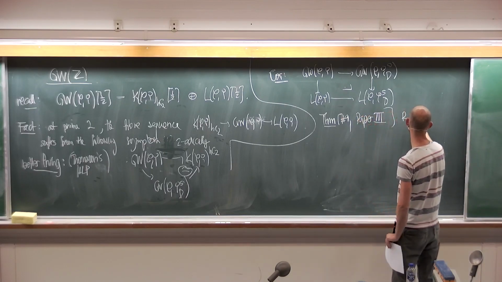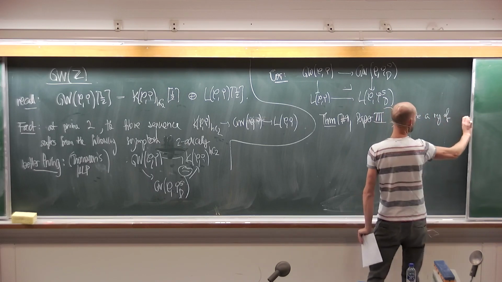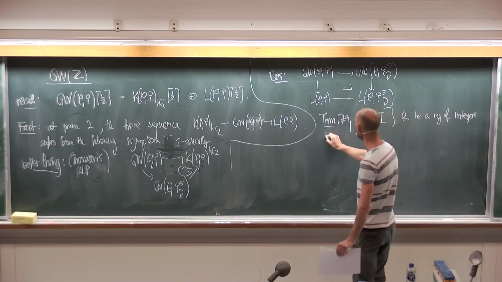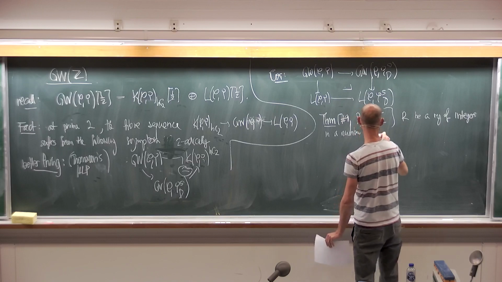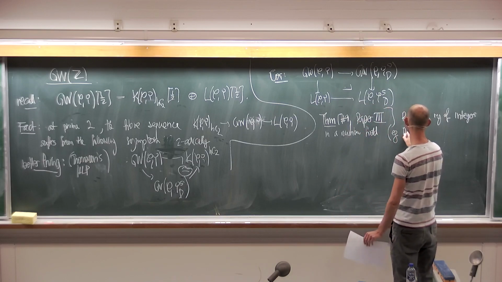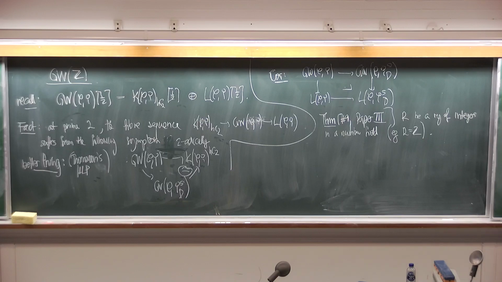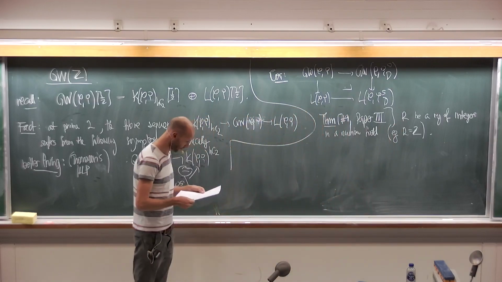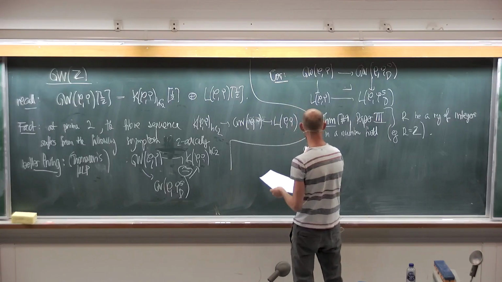So let R be a ring of integers in a number field, e.g. R is equal to Z. But it could also be a localization. You just take your favorite number field, take the ring of integers, and localize at some elements. That's still fine. Technically speaking, any Dedekind ring is good, for now at least. So then there are two statements you can make.